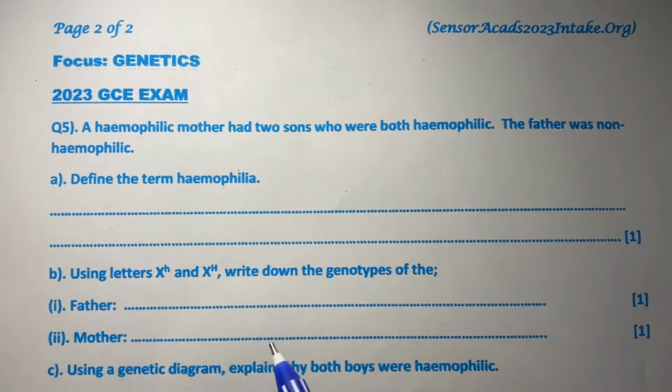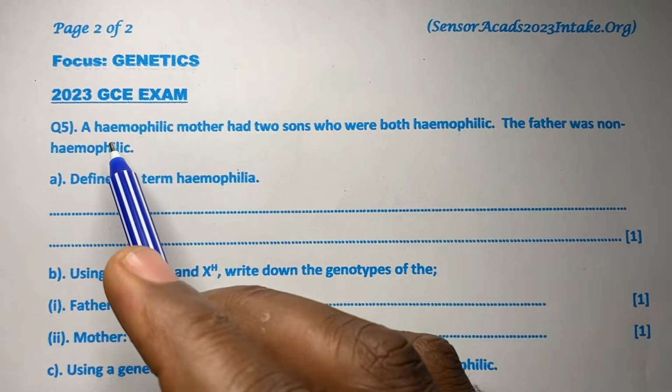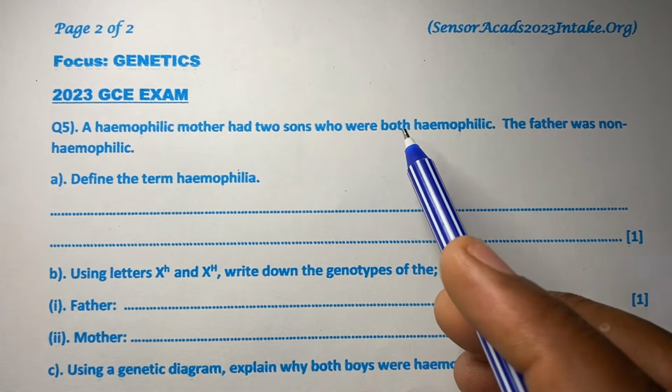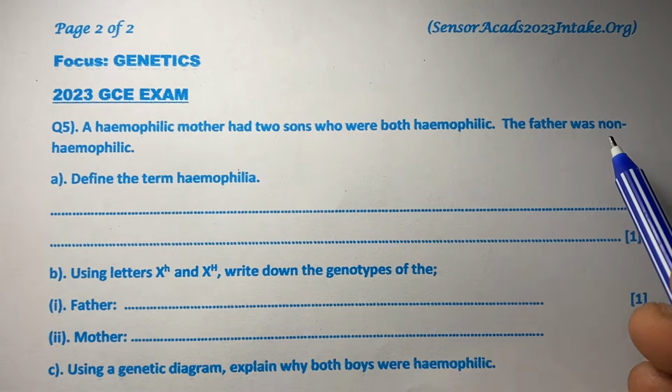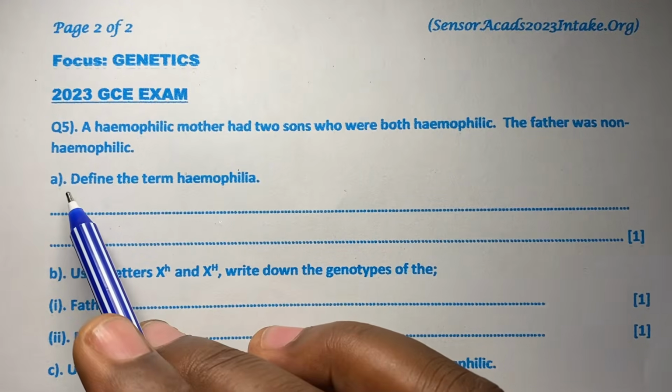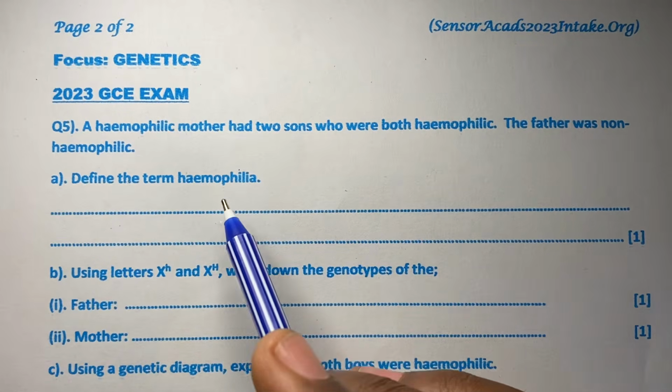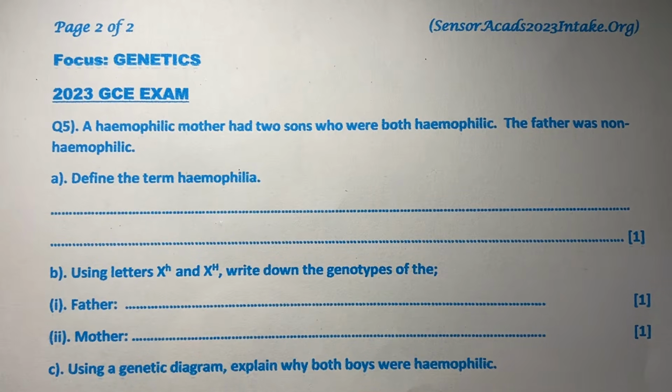Let's begin. The question says, a hemophiliac mother had two sons who were both hemophilic. The father was non-hemophilic. A. Define the term hemophilia. It's important to understand that hemophilia is a blood or genetic disorder. In that instance, it can be inherited by an offspring directly from a parent.